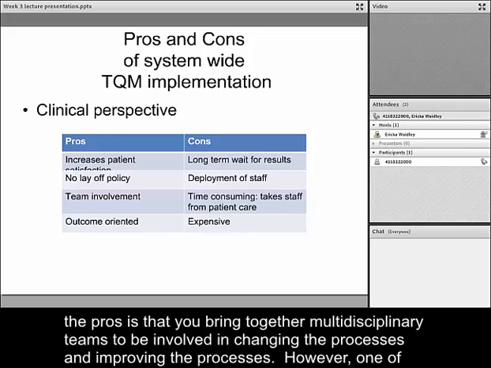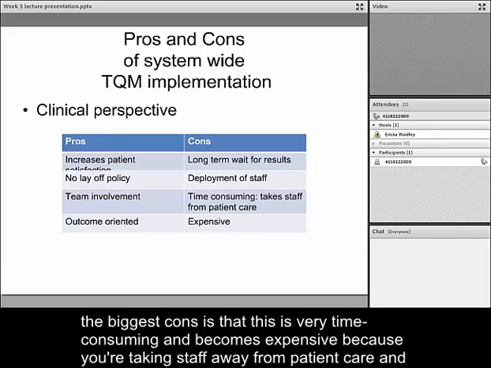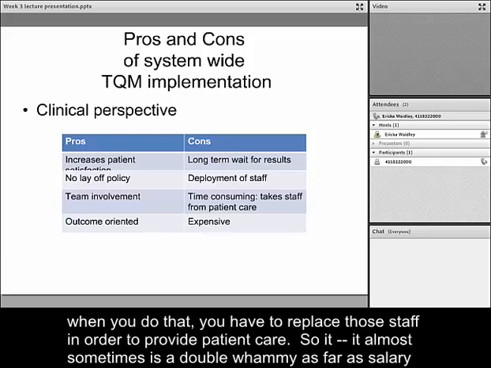Another of the pros is that you bring together multidisciplinary teams to be involved in changing the processes and improving the processes. However, one of the biggest cons is that this is very time consuming and becomes expensive because you're taking staff away from patient care. And when you do that, you have to replace those staff in order to provide patient care. So it almost sometimes is a double whammy as far as salary costs.